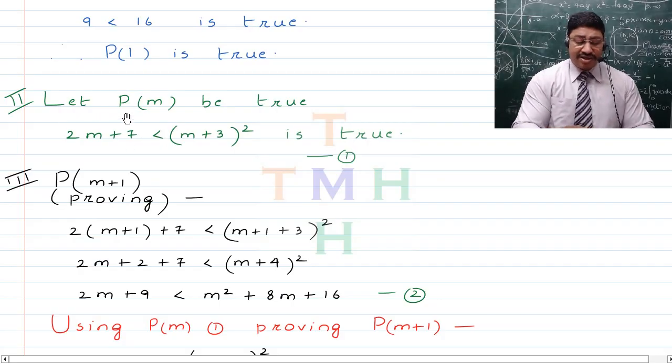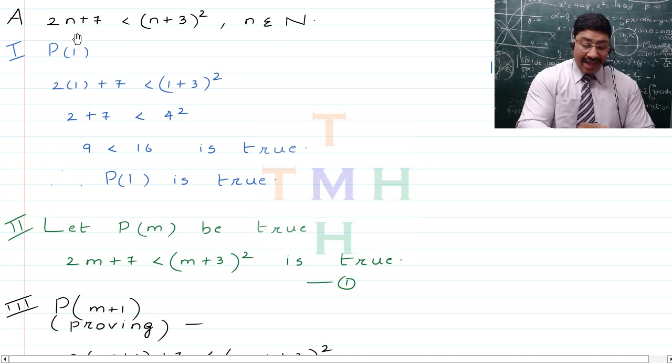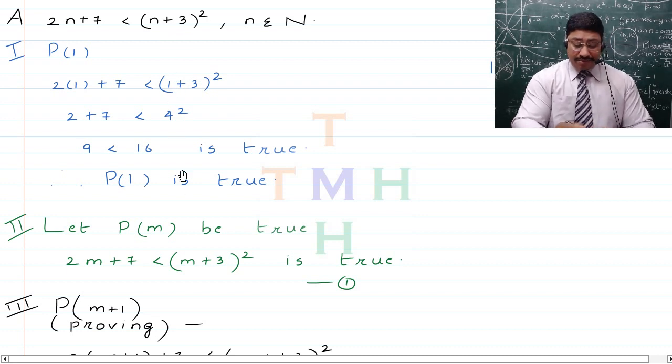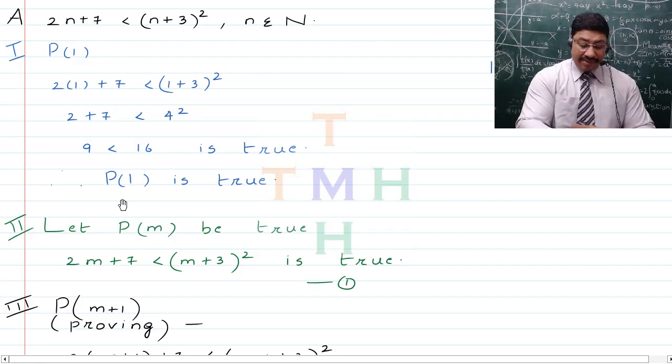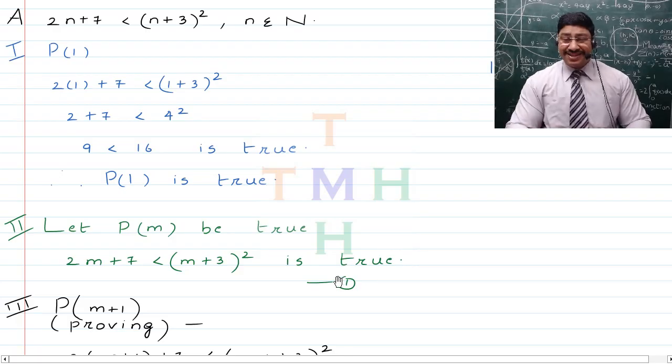Okay, the next step is further simple. You just have to assume that Pm be true, right? And thus the statement that you've been given with n just has to be written in such a way so that in place of n you write m. So you'll have 2m plus 7, which is less than (m plus 3) whole square, and you've got to consider this to be true. Remember, this is the induction step.